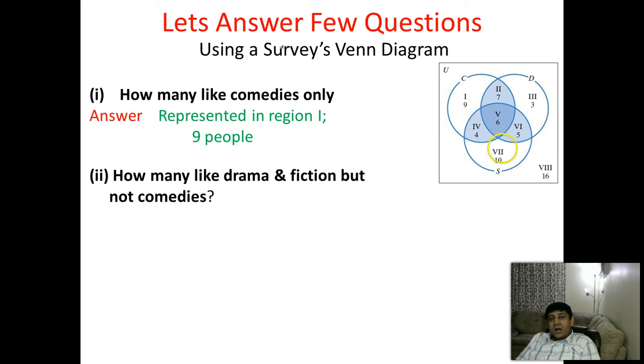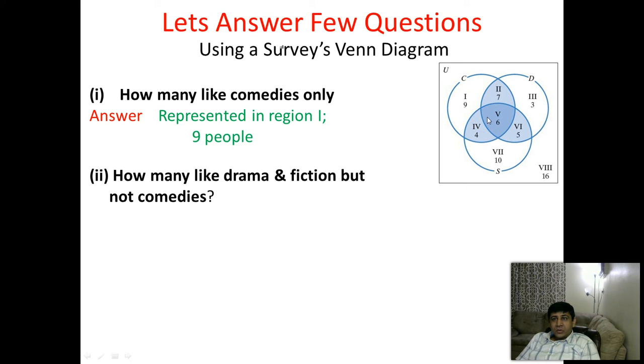The next question is, how many like drama and fiction but not comedies? Okay, things are getting complicated. Drama and fiction but not comedies. Which one is the drama? Drama is this one, and fiction is this one. So we are looking for the intersection of these two, but we do not want any part of the comedies here.